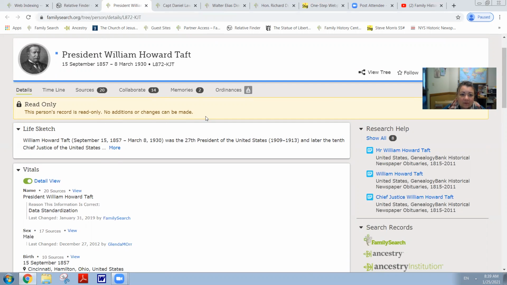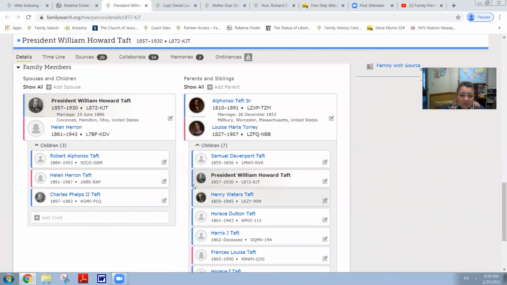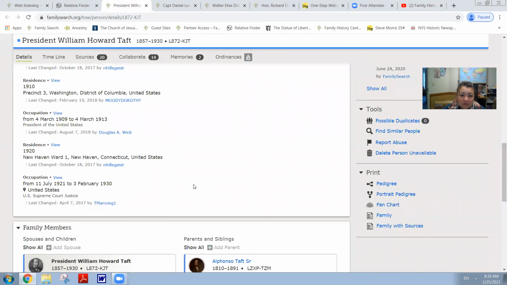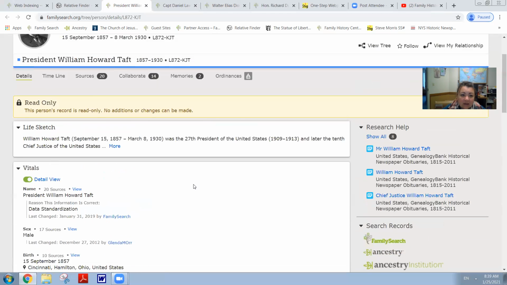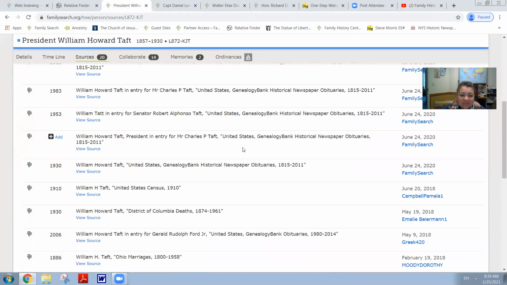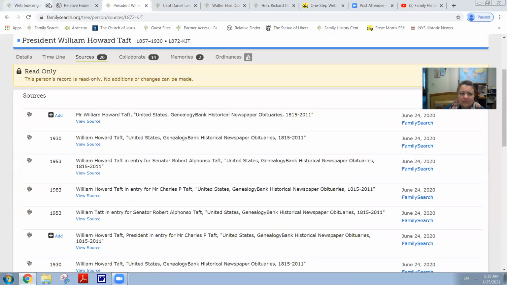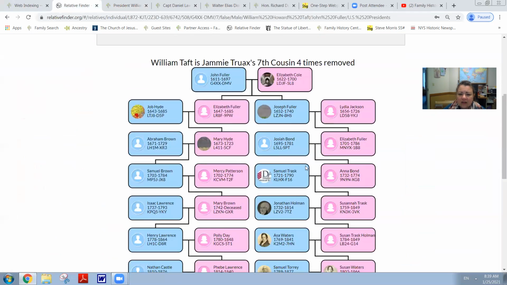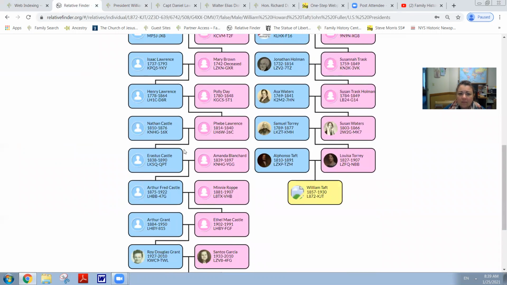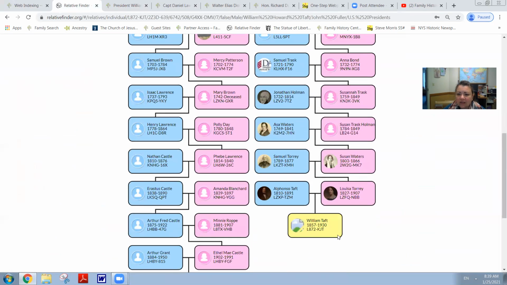Okay, so some people are so famous that FamilySearch has actually locked them, and that's okay. This is read only, which means its information is very good. And you can go through his sources. I mean, to look at the death certificate of a president, super cool. We go back to Relative Finder, and I can see how we're related. I can go up my line. Here's my grandparents. And go up my line and back down again.